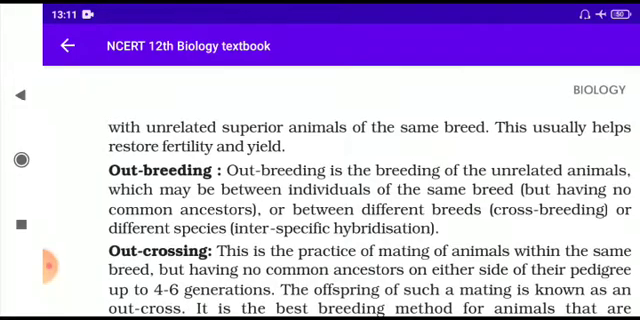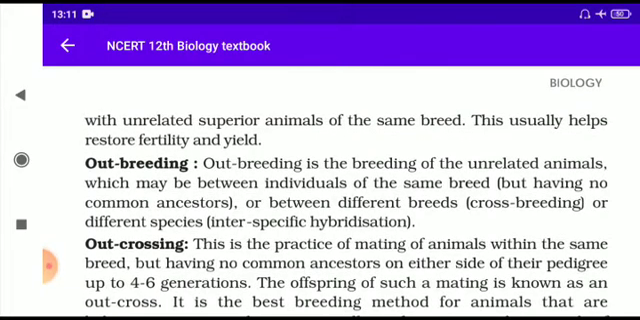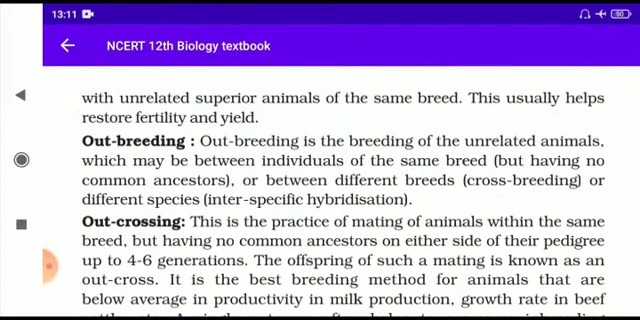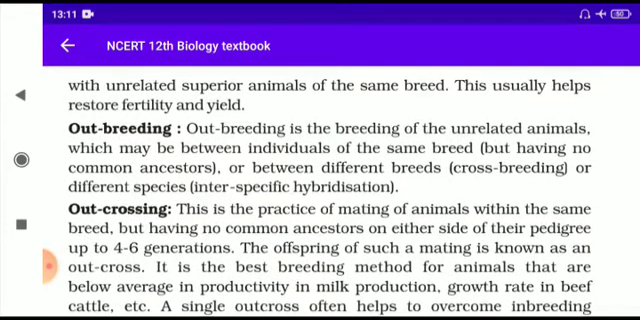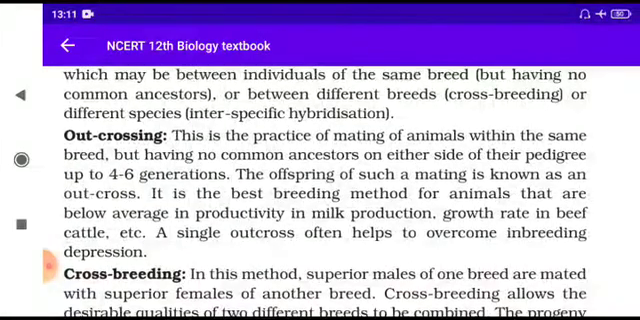This usually helps to restore the fertility and yield. Next is outbreeding. Outbreeding is the breeding of unrelated animals, which may be between individuals of the same breed but having no common ancestors, or between different breeds (crossbreeding), or different species (interspecific hybridization).